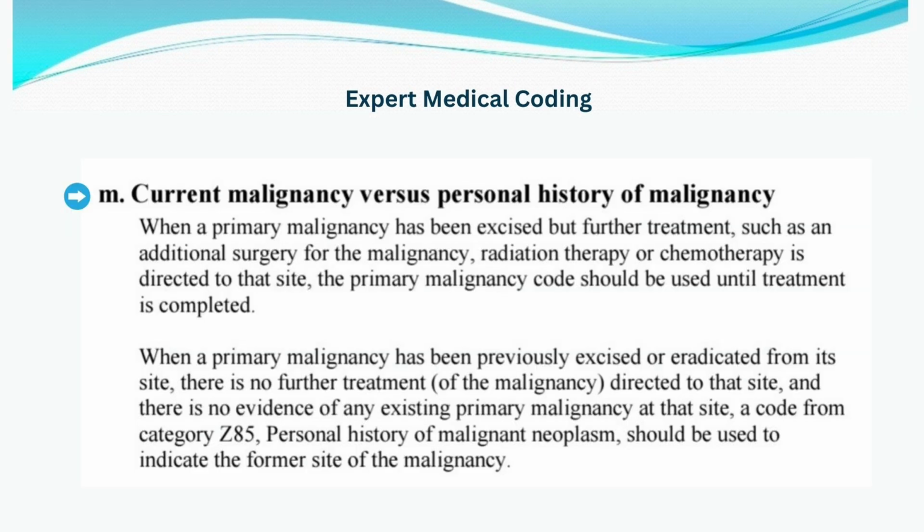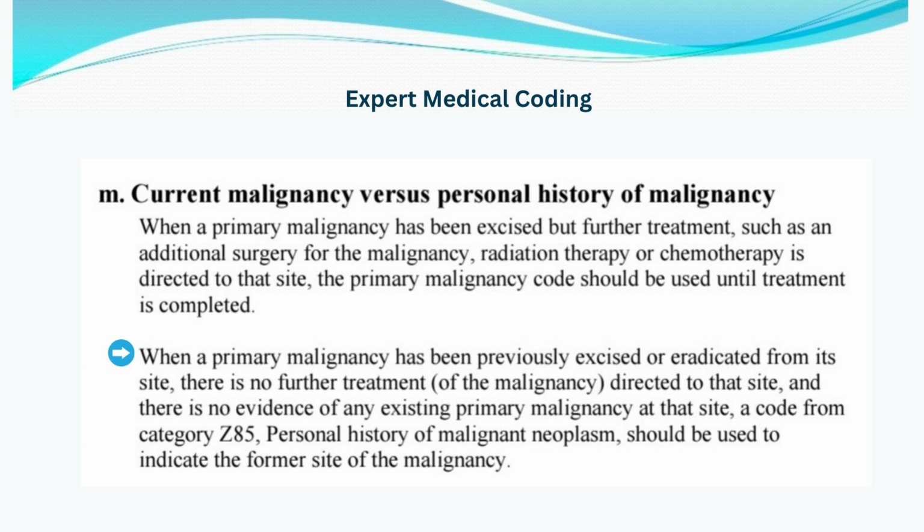Current malignancy versus personal history of malignancy. So when a primary malignancy has been excised, but further treatment, such as an additional surgery for the malignancy, radiation therapy or chemotherapy is directed to that site, the primary malignancy code should be used until treatment is completed.